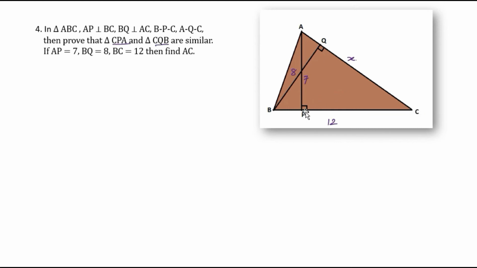In triangle CPA, angle C is there. Again in triangle CQB, angle C is also there. So the angles at C are congruent to each other because of the common angle. So according to AA test, now we have two angles which are congruent. So no need to check the third one, and we can directly say the given two triangles are similar to each other because of AA test of similarity. Now let's write down the solution.